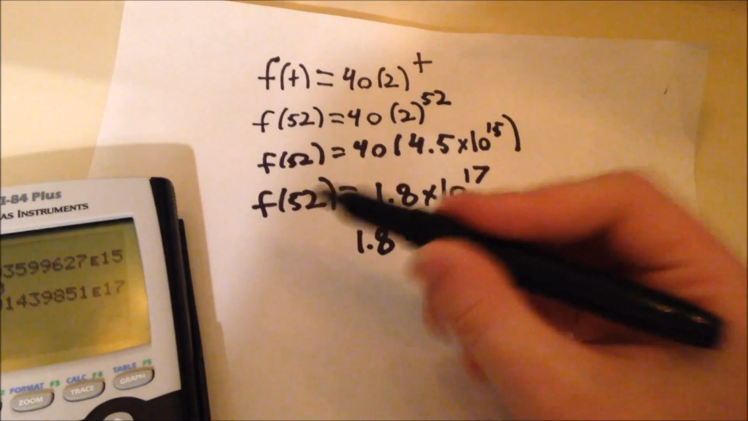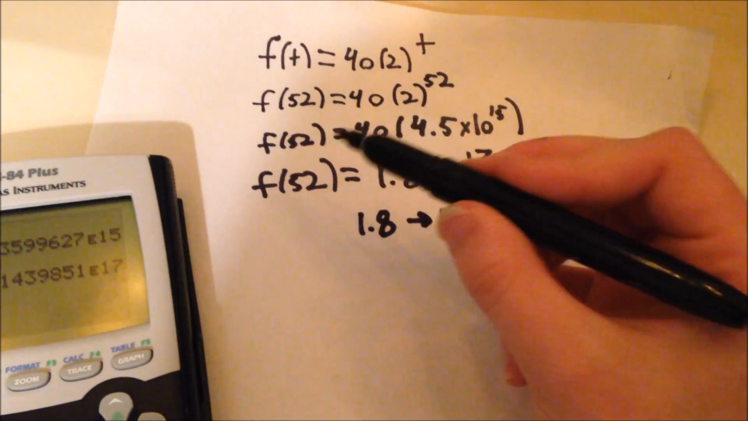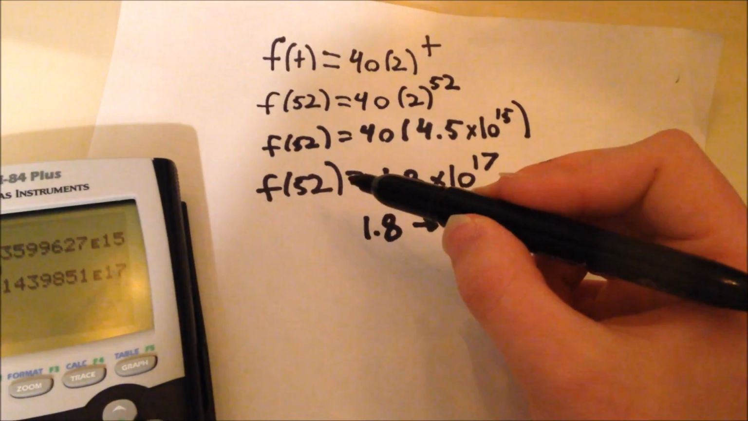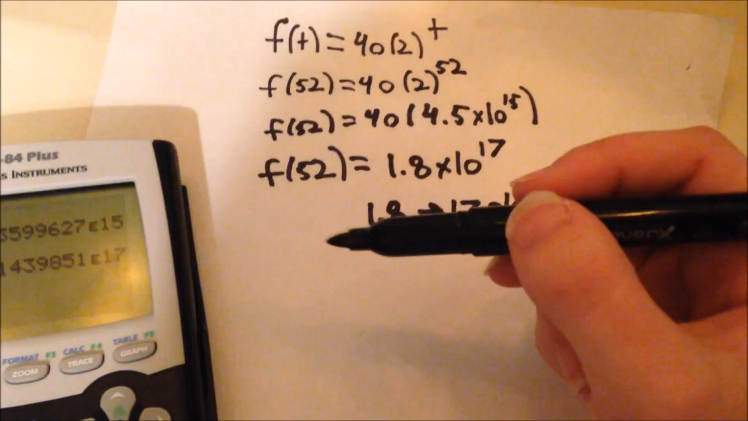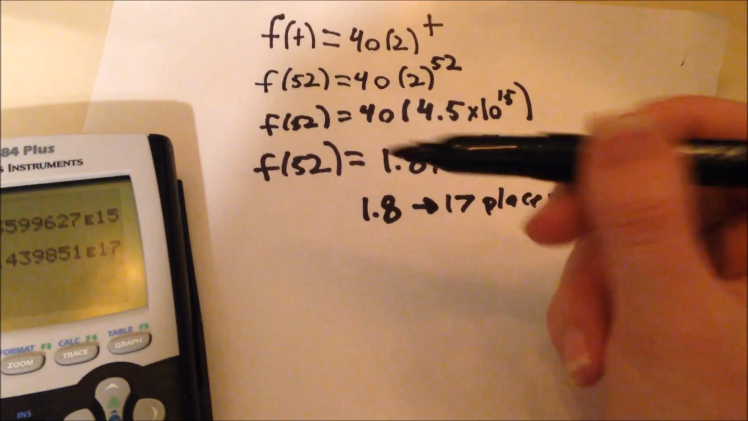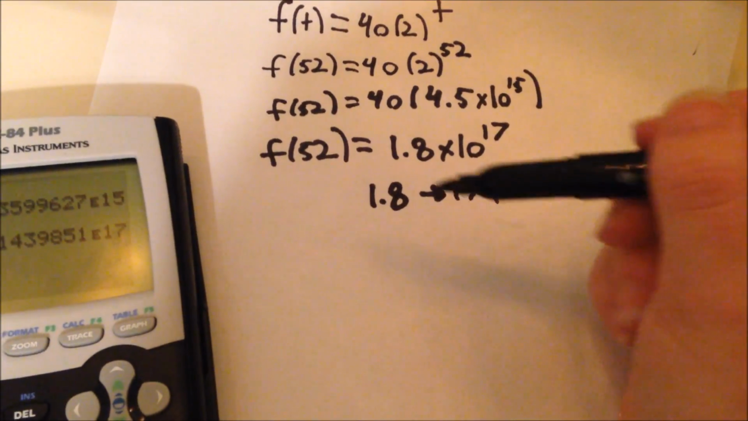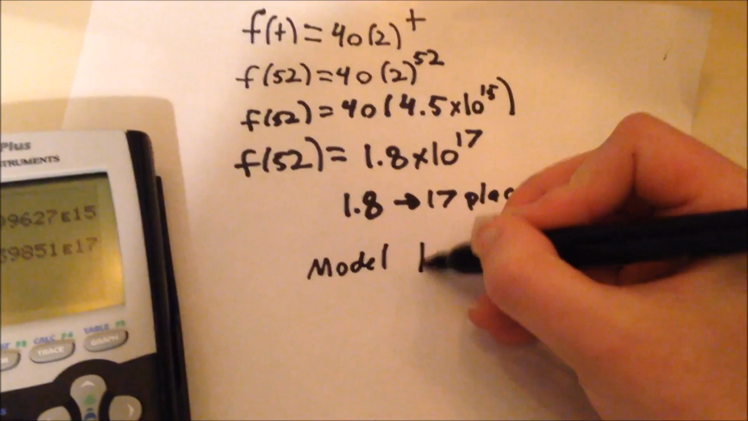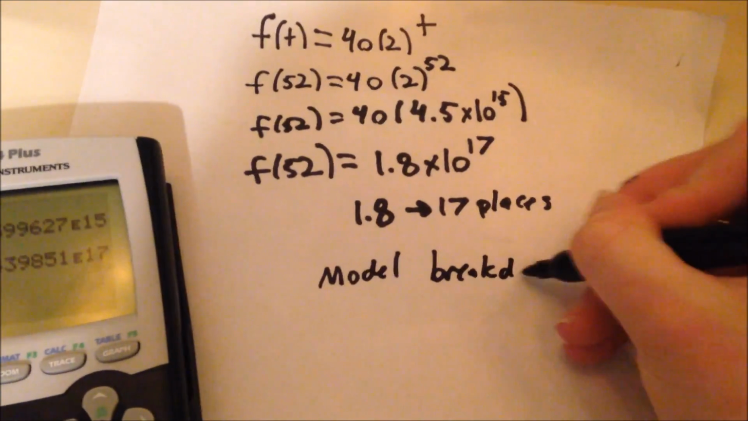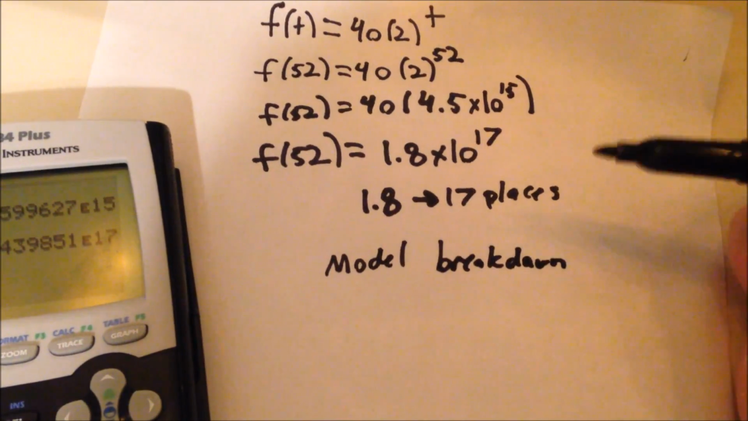In terms of the situation, what this means is that if a tree is growing leaves for 52 weeks, which it does not, a tree cannot grow leaves for 52 weeks as trees lose their leaves, and go through a period when they do not have leaves. So that is why this is what we call a model breakdown, because that does not make sense in terms of the situation. Trees cannot grow leaves for 52 weeks.